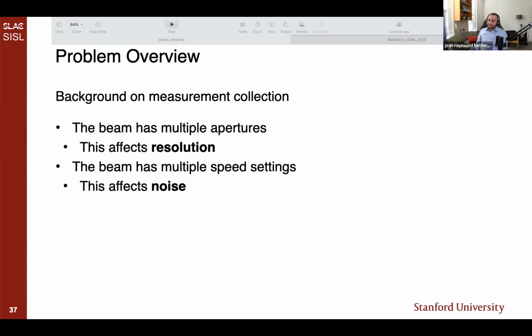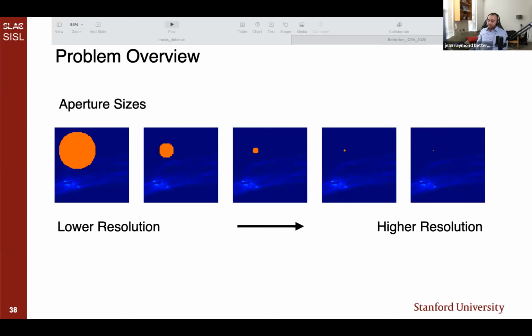Well, first, the beams used for measurement have multiple aperture and speed settings, which we can use to vary the quality and time of our measurements. Beam aperture size controls resolution, and the beam speed will affect the noise. And I have some illustrations of both of those. So the first one is a visualization of different aperture sizes for measurements.